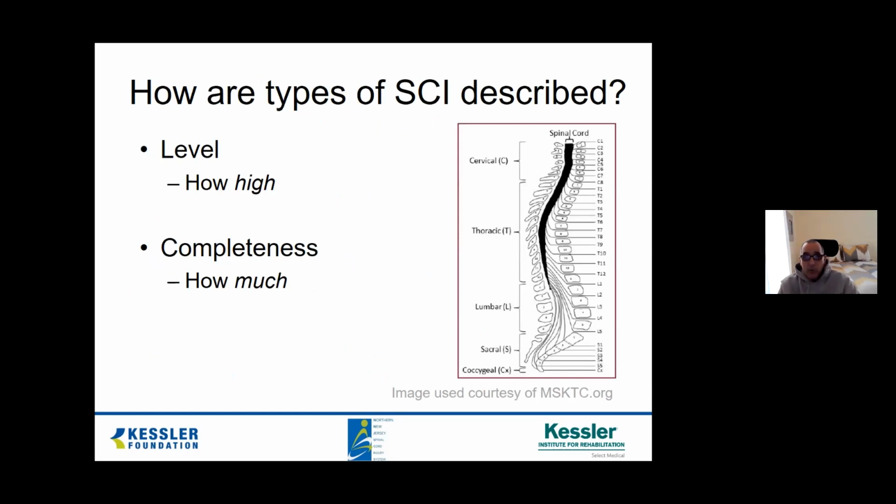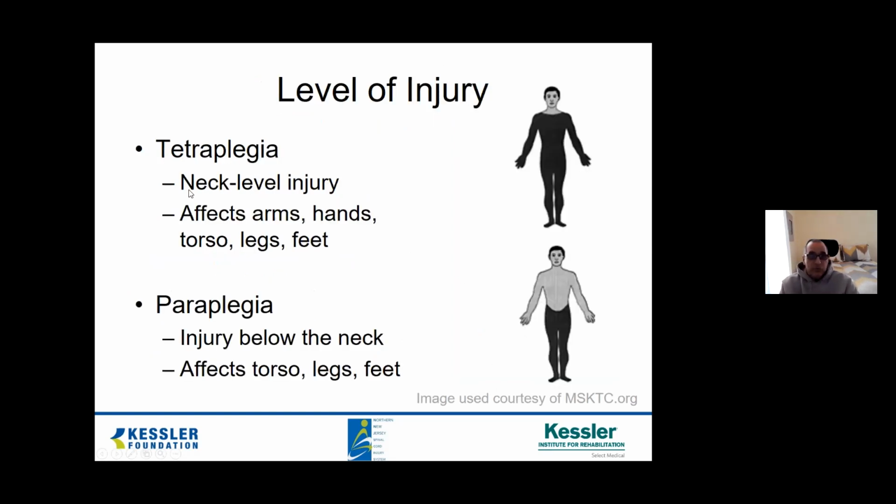So, how are types of spinal cord injuries described? Well, first, they're described by level, such as how high, and they're also described by completeness, such as how much of your body has been affected by the spinal cord injury in terms of movement and sensation. So the level of injuries are tetraplegia, which is a neck level injury that affects the arms, hands, torso, legs, and feet. And that's the type of injury I have, tetraplegia, because it's in the lower neck area. And then many people have heard the term paraplegia, which is an injury below the neck that affects the torso, the legs, and the feet.